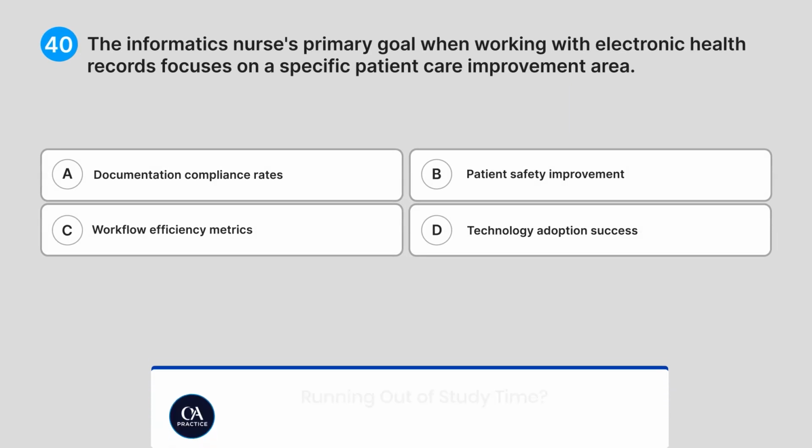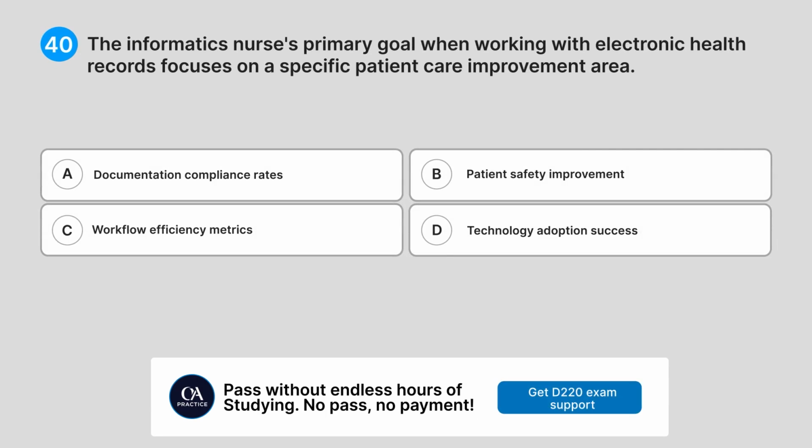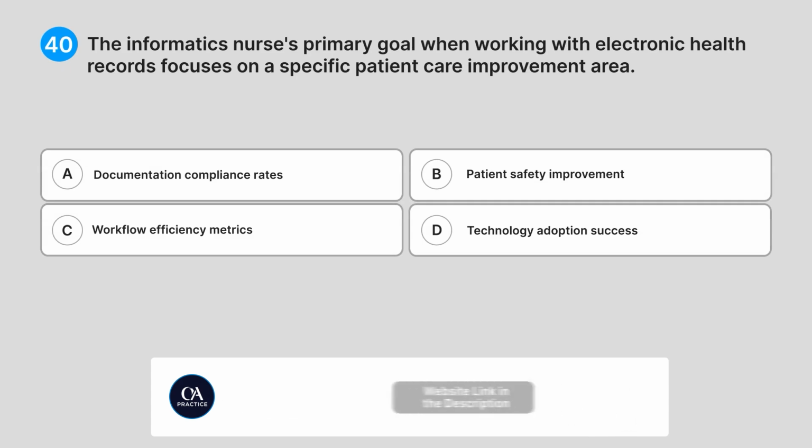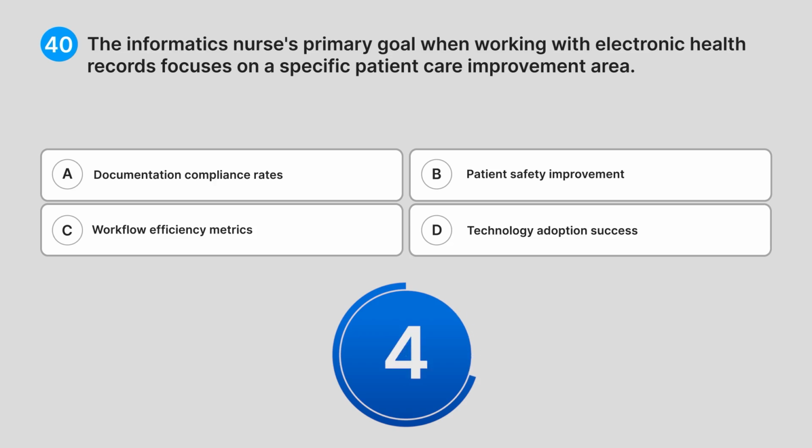40. The informatics nurse's primary goal when working with electronic health records focuses on a specific patient care improvement area. A. Documentation compliance rates. B. Patient safety improvement. C. Workflow efficiency metrics. D. Technology adoption success. Do you know the answer?